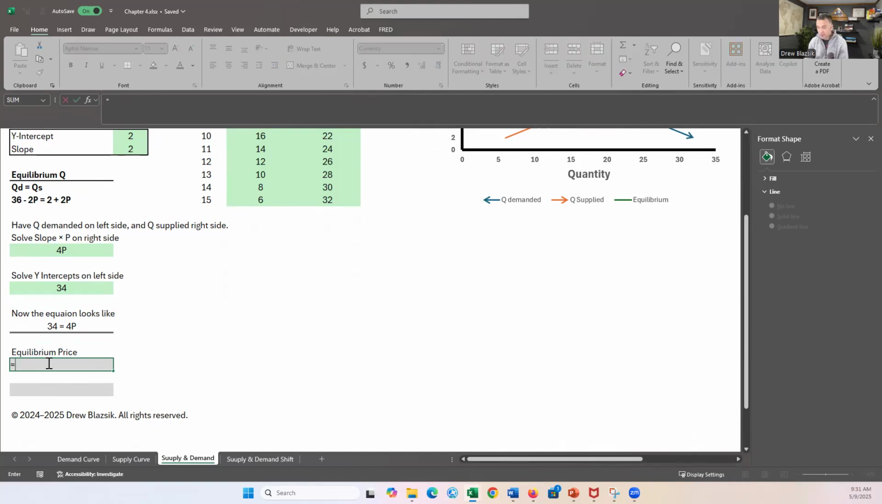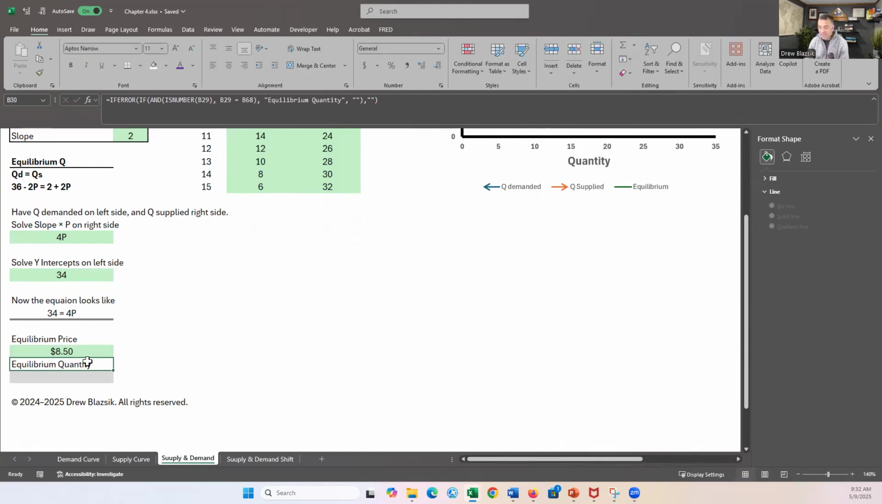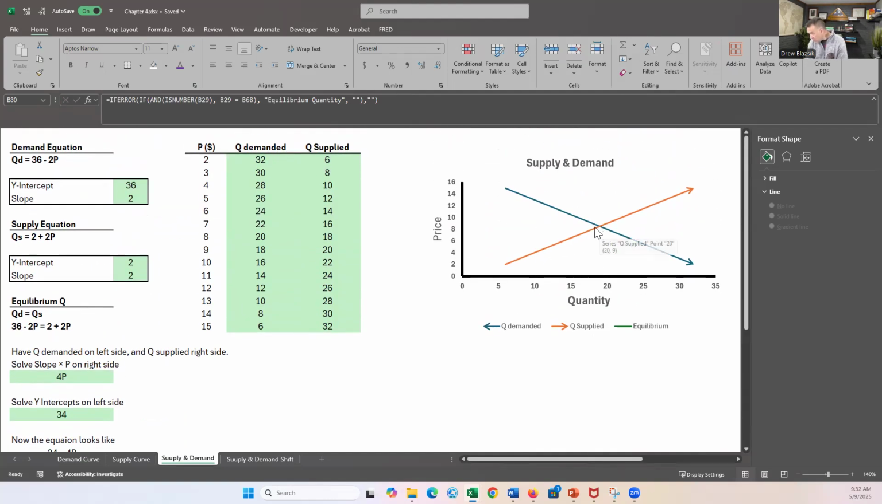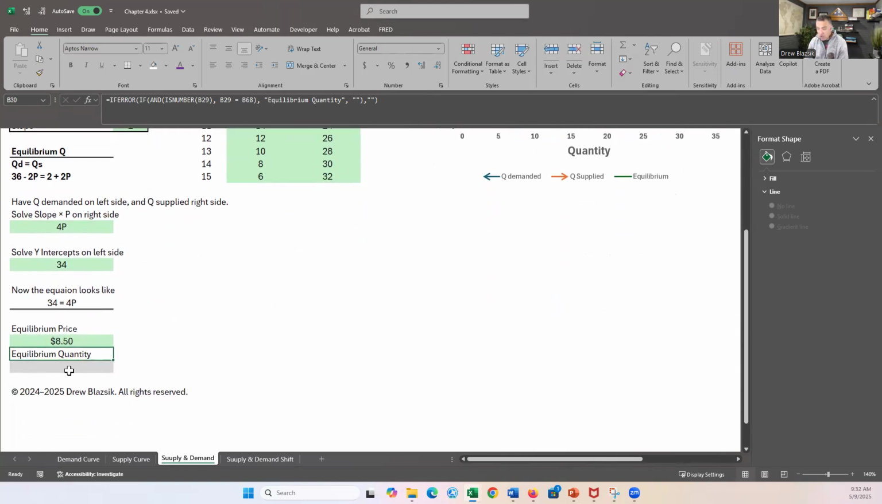Now we just solve for price. To get p by itself, I'm going to divide both sides by 4 to get rid of that 4. So that's going to be 34 divided by 4. So the price is 8.50. Right at that equal point is $8.50.